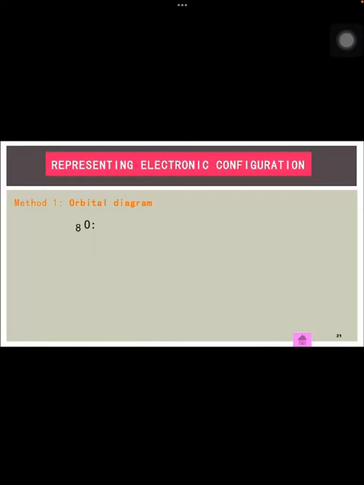Tengok dekat nombor yang kecil. Ingat tak? Dalam topik ni kita memang tak tengok nombor besar. Kita tengok atomic number or proton number. So oxygen has proton number 8, meaning that there are 8 electrons for oxygen. So we are going to fit in 8 arrows dalam kotak-kotak.